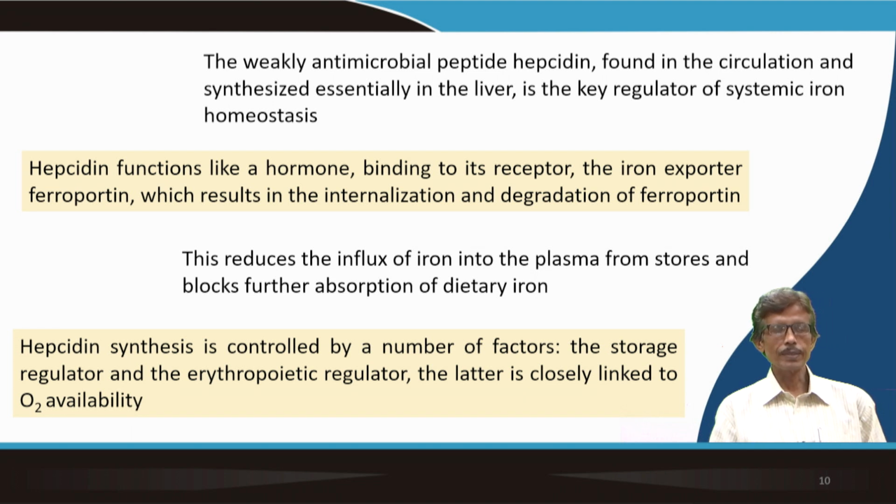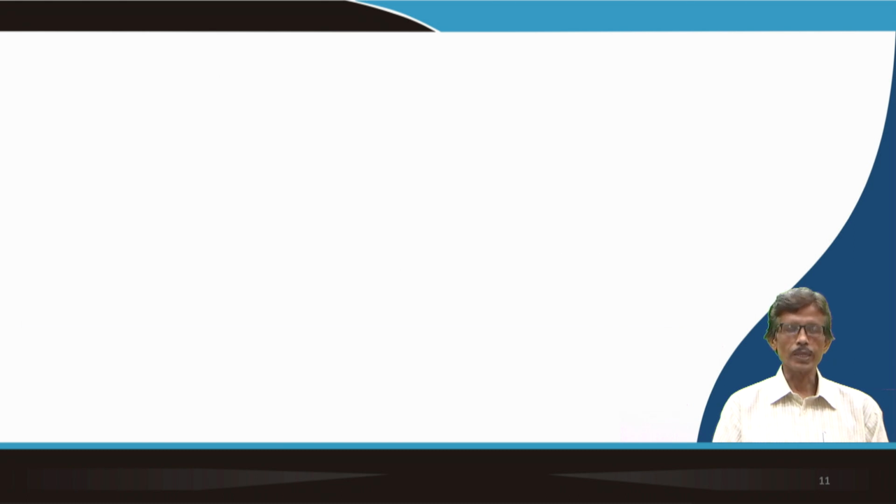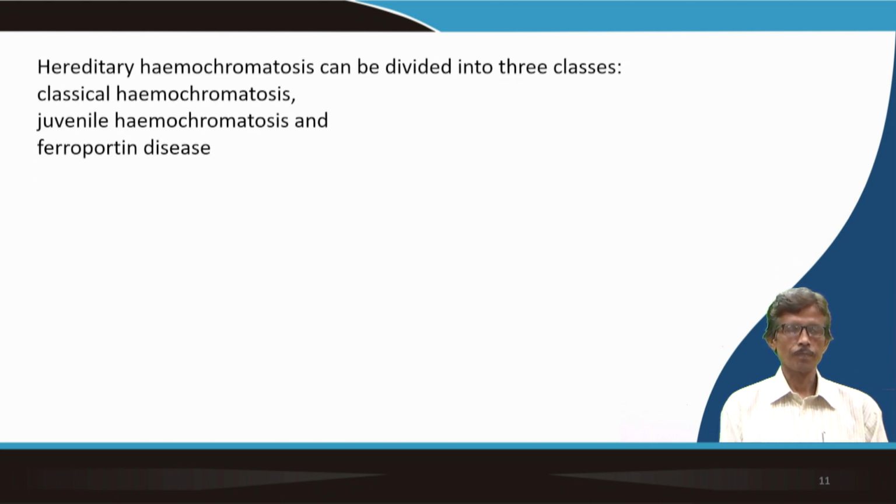Then this hepcidin synthesis is basically controlled by a number of factors. One is your storage regulator and the erythropoietic regulator, and lastly, one related to your oxygen availability, that means O2 availability, which nowadays is very important and a matter of concern, because this O2 availability is due to the corresponding redox cycle or redox reactions.